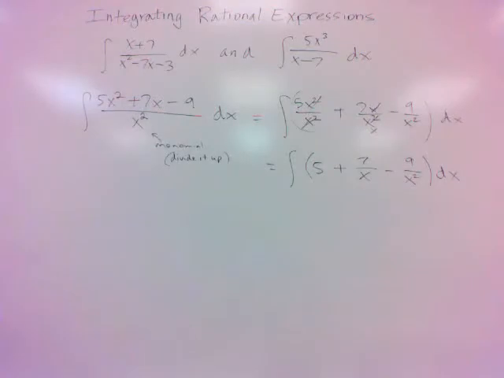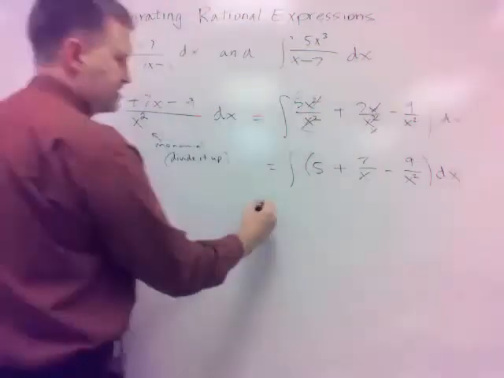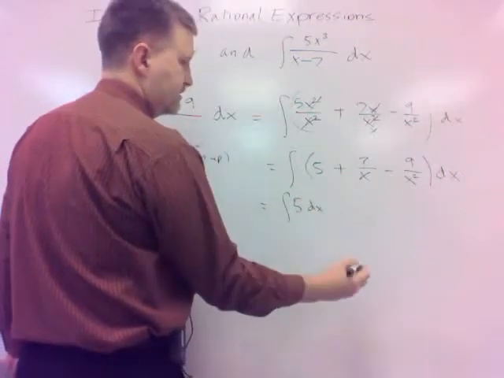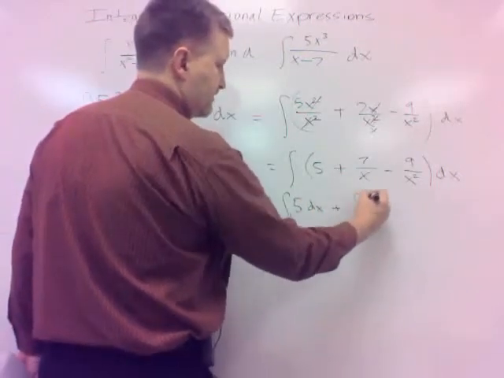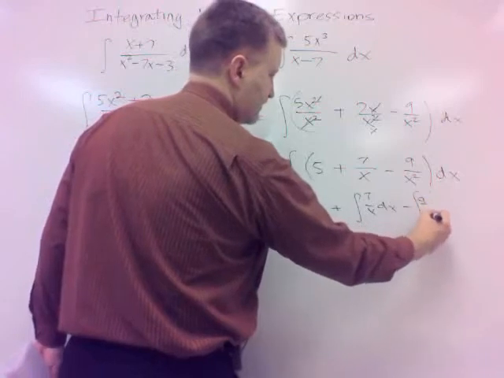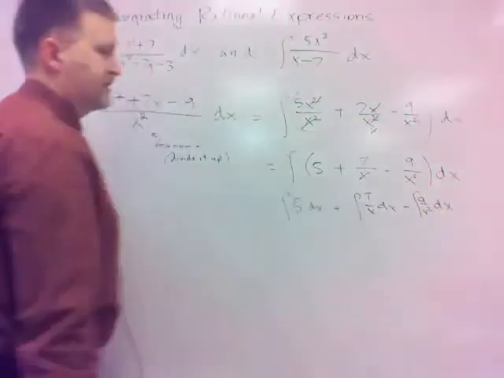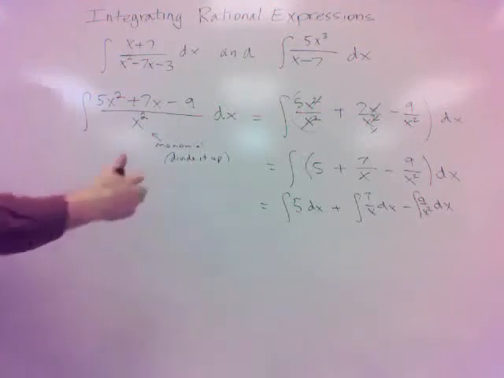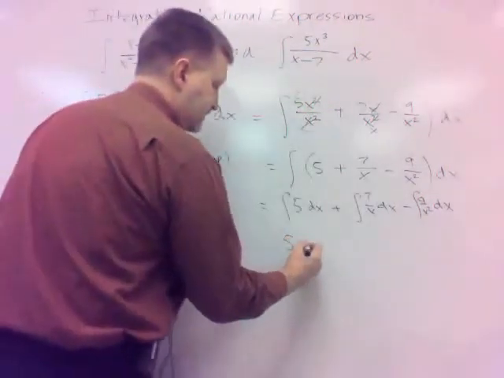And this helps us out because each one of these separately can be done, right? The integral of 5 dx, the integral of 7 over x dx, and minus the integral of 9 over x squared dx. I don't know if you necessarily have to write it all out, but that's what we're doing, right? We can do those separately. Here the integral is just 5x.